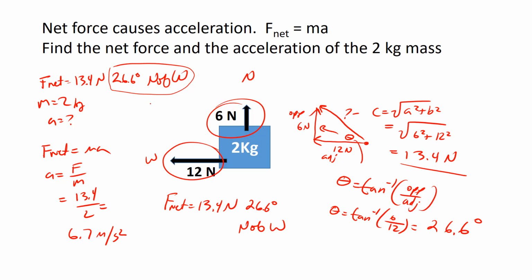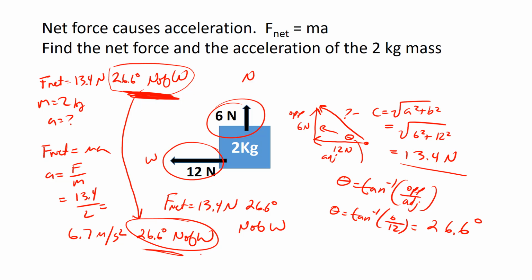And I'm just going to tag on everything from up here. It's just going to tag on to the end of this: 26.6 degrees north of west. The key here to understand is the direction of the net force is going to be the direction of the acceleration. And so once we used our numbers, we tagged on that direction at the very end.